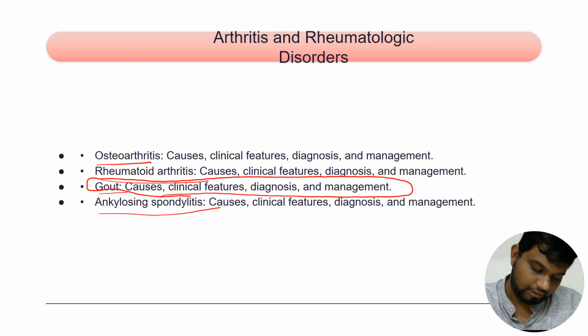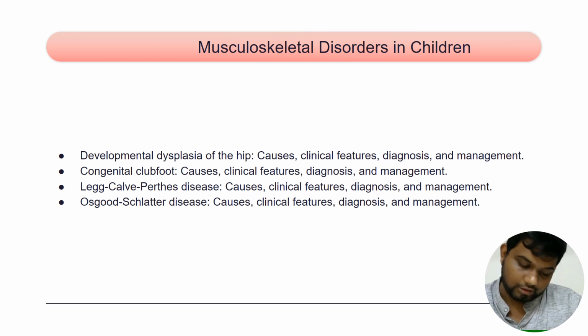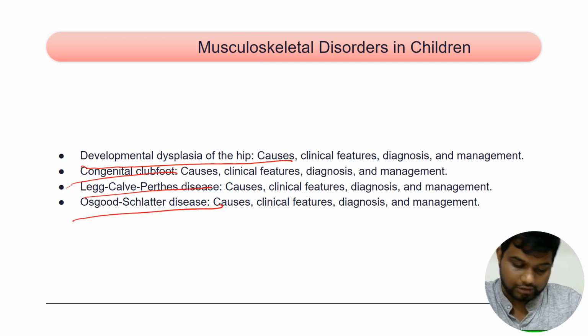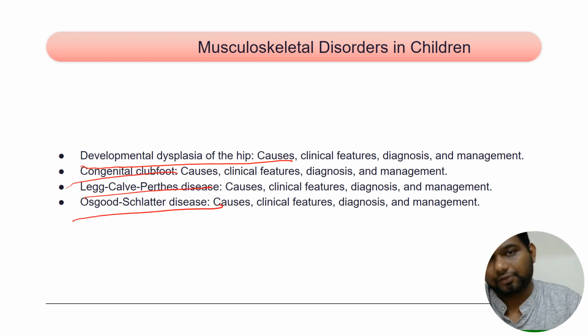Then apart from that, you have miscellaneous topics. These include developmental dysplasia of the hip, congenital club foot, Perthes disease and Osgood-Schlatter disease, which we have studied in the musculoskeletal system itself. These are bony diseases that you have to remember, people. So these are the topics of interest in terms of orthopedics.